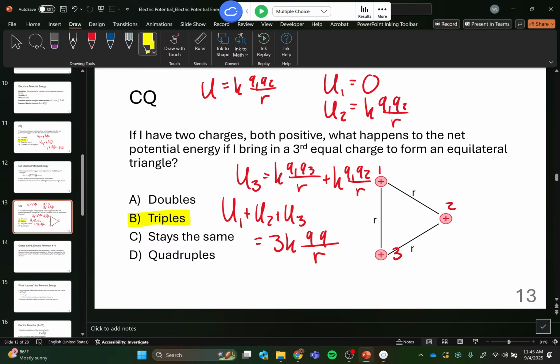But there you go. Next class we'll talk about voltage. We haven't even seen the word voltage yet. It'll show up next class.